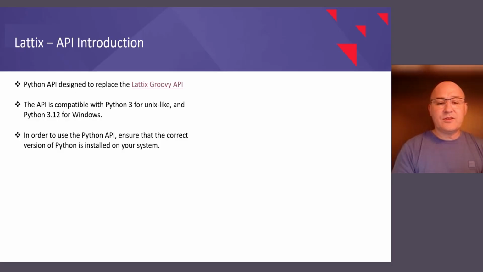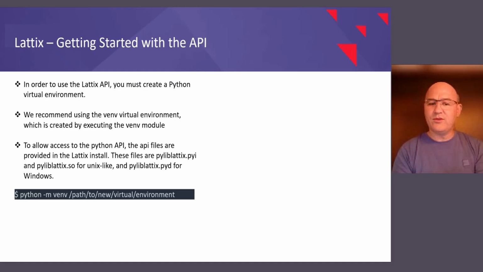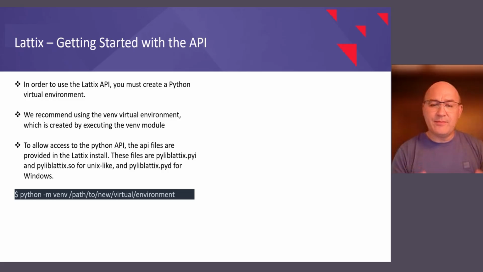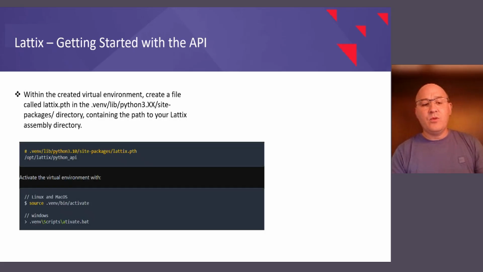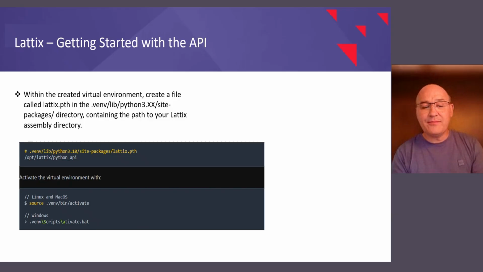Back to the slides. So we need to make sure we're using the correct version. Here is the call that we've just looked at in the documentation to create that virtual environment, to allow access to the Python API within the installation, and to start the virtual environment as well. Once you have started that, you can activate the virtual environment with source venv/bin/activate, or on Windows, the .venv\Scripts\activate.bat script will also work.